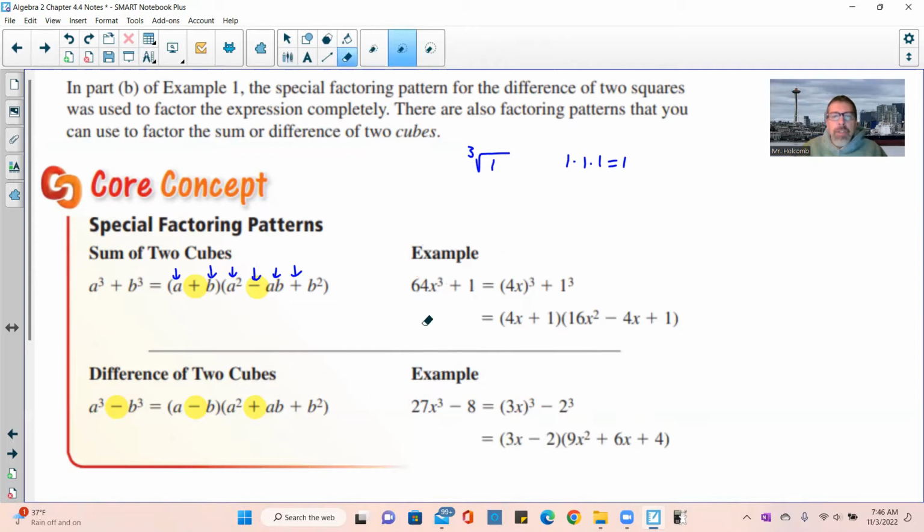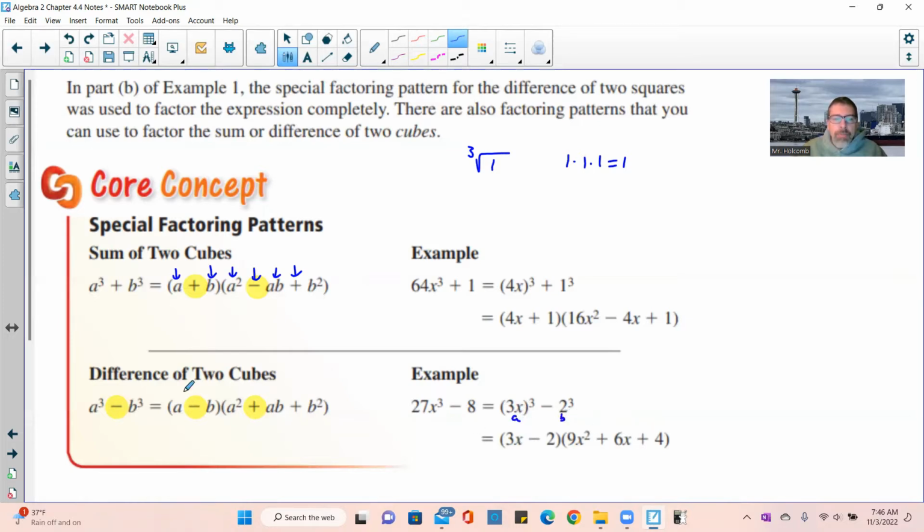All right, so that's how you do this. And now let's take a look at the subtraction one. So 27x cubed, well, what's the cube root of 27? It's 3. What's the cube root of x cubed? X. So first you break it down and tell in parentheses what x cubed is, minus, and the cube root of 8 is 2, because 2 times 2 is 4, times 2 is 8. So 2 cubed. So this is our a, and this is our b.